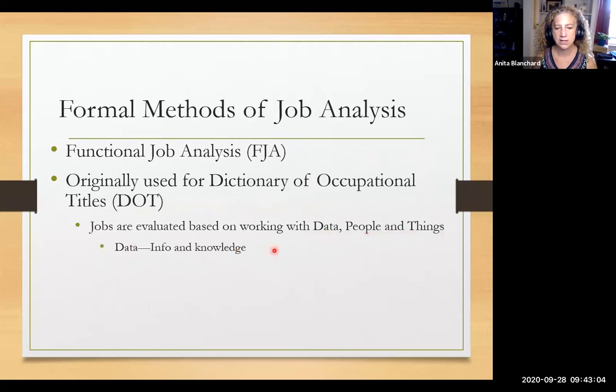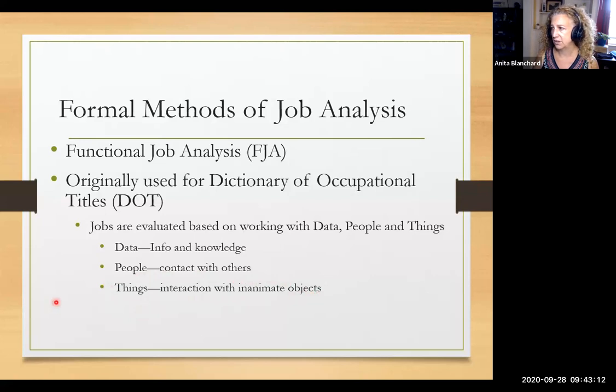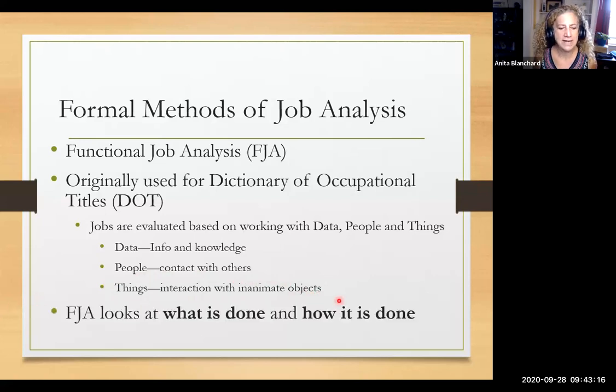Data, what information and knowledge you have. People, how much you come in contact with others. Things, interactions with inanimate objects. That's mostly what it focused on. Functional job analysis traditionally looks at what is done and not how it is done. Okay, so I just scooted through that.